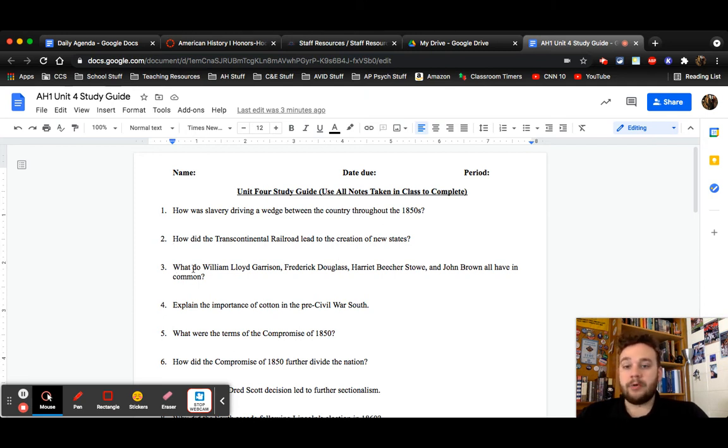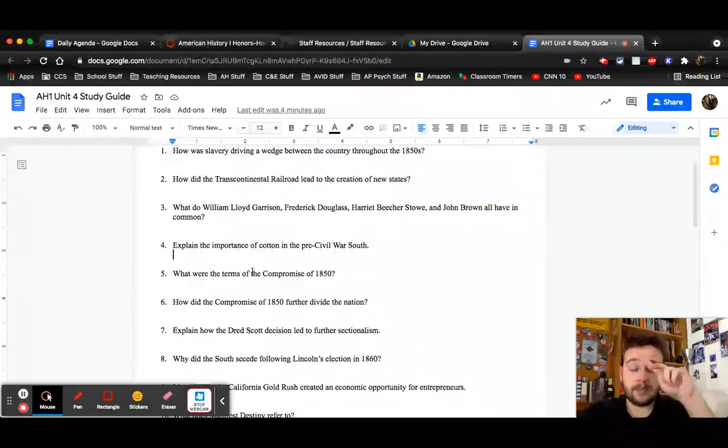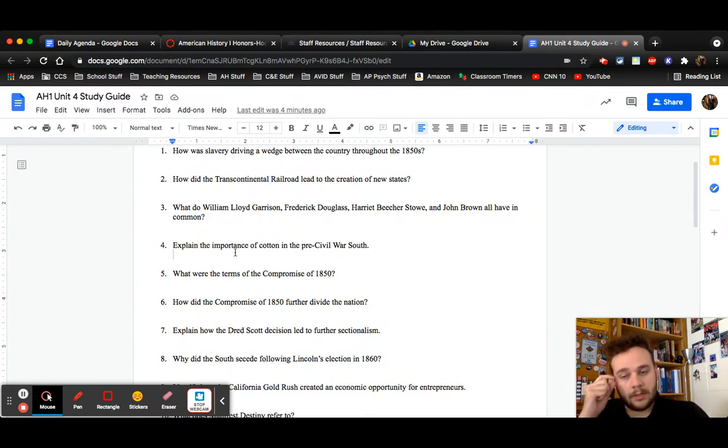Three is pretty easy. What do William Lloyd Garrison, Frederick Douglass, Harriet Beecher Stowe, and John Brown all have in common? They were all big time important abolitionists. Four, explain the importance of cotton in the pre Civil War South. Cotton was king. There's a reason why South Carolina Senator Henry Hammond gave that speech in 1858. It was the backbone of the Southern economy. Cotton was the biggest cash crop in the South, and as we know, slavery was the economic system that the South relied on. So as long as you say something close to that.